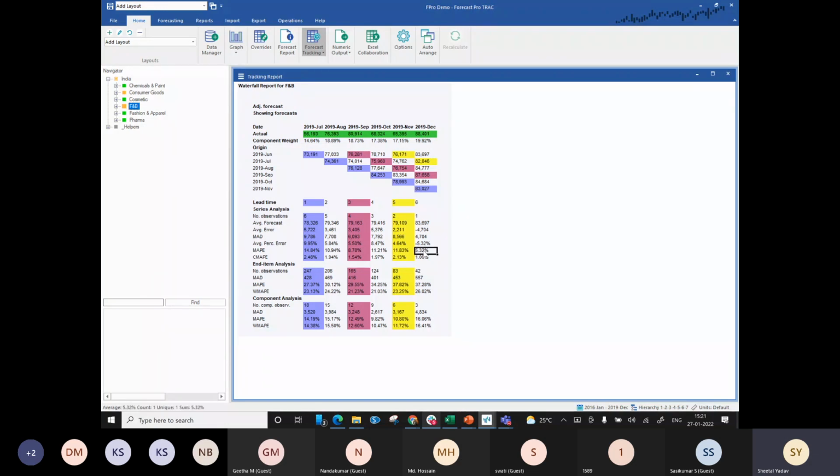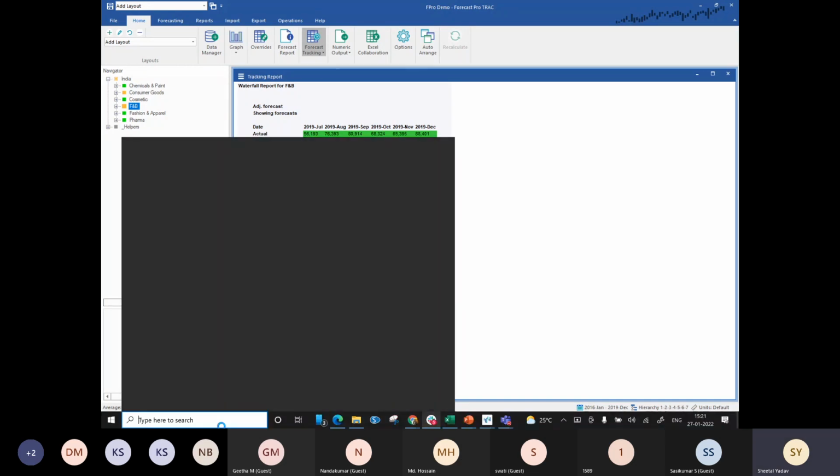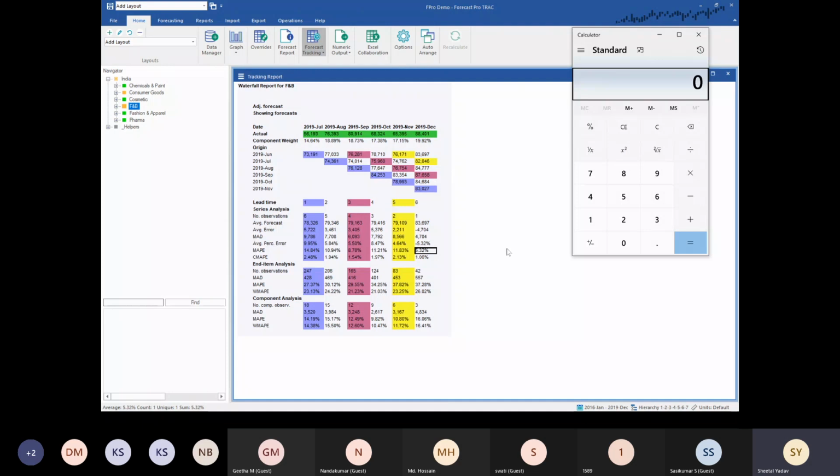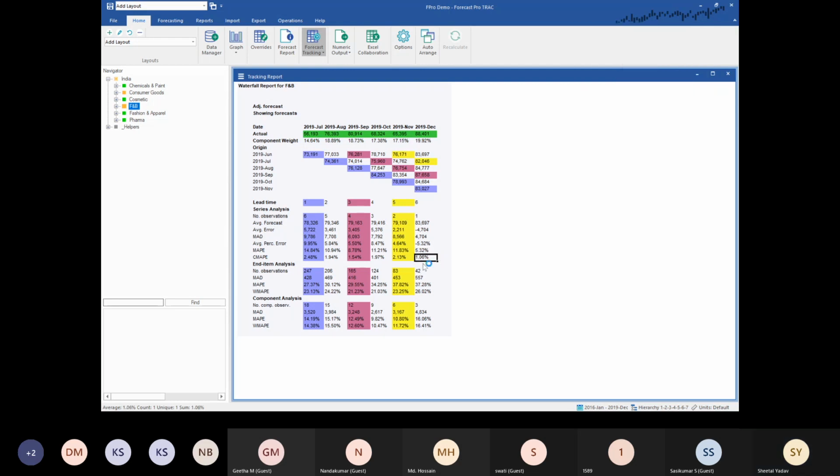So if I look at my MAPE, which is 5.32%, I'll take my calculator so that you get to see. 5.32, and I'll multiply that with my weight, which is 19.92. And that is 1.06. So I've not considered the decimal factors, but you can see it is 105.9. If I just round it up, it will be 106. So that's the value that you get to see over here, that it's 1.06. So that is what my component weight is.